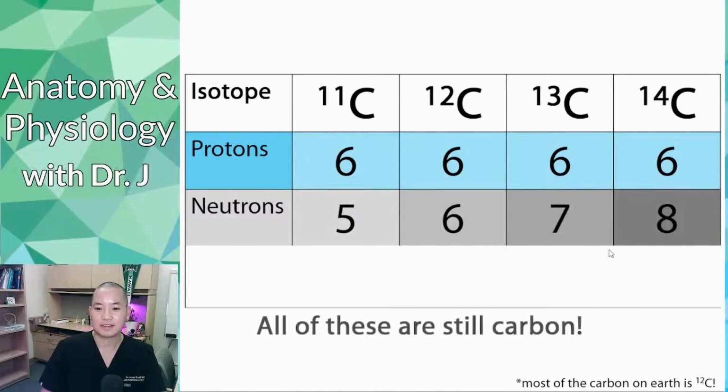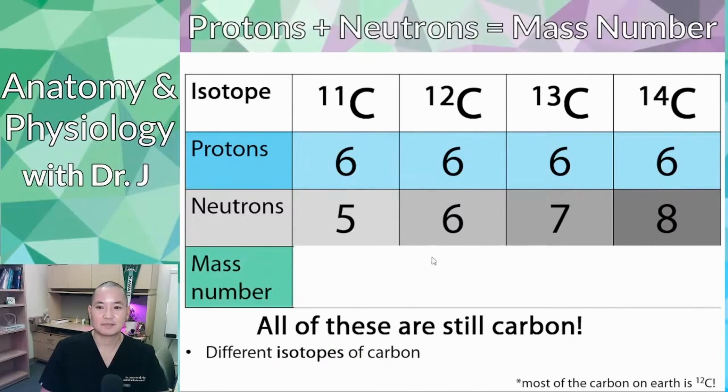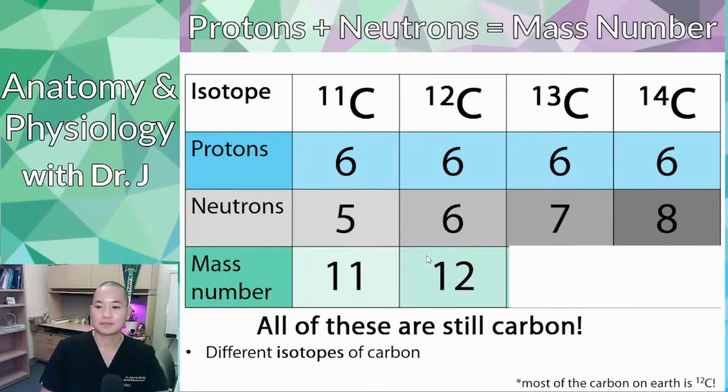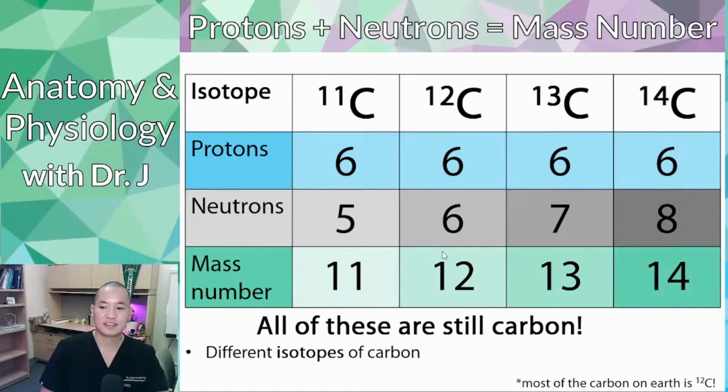And why does that matter? Well, remember that protons have weight, and so do neutrons. The mass number refers to the number of protons plus the number of neutrons. So the greater the mass number of an atom, the heavier that atom is. A carbon-14 atom is going to weigh more than a carbon-12 atom, and a carbon-12 atom is going to weigh more than a carbon-11 atom, because protons and neutrons have mass, they have weight.